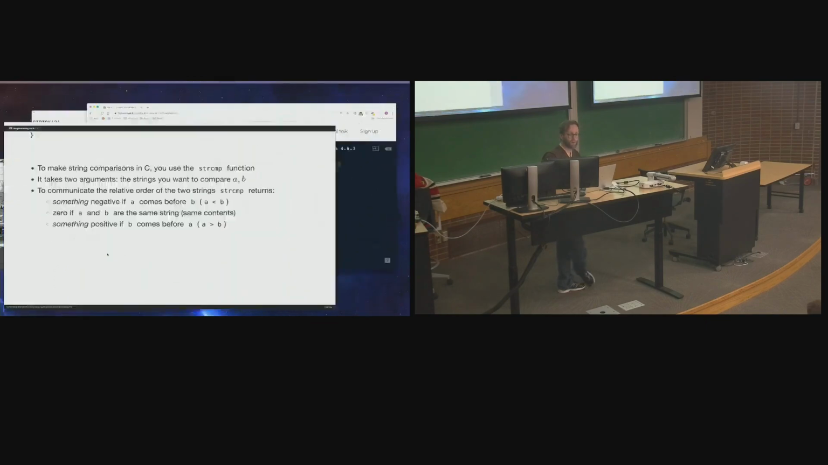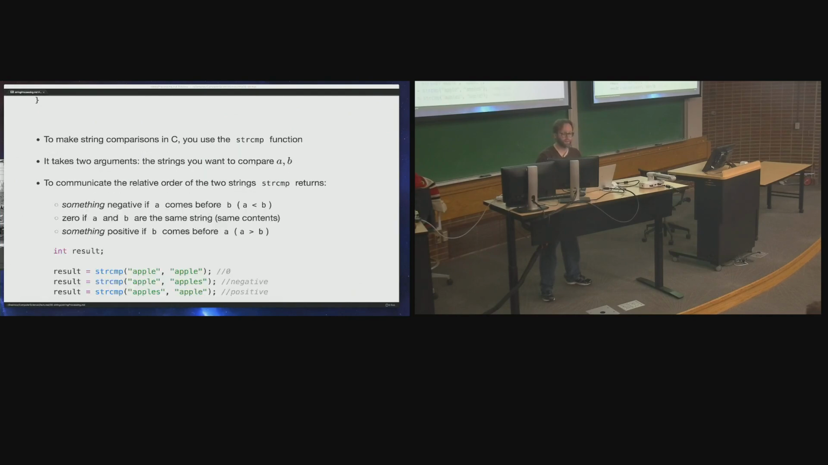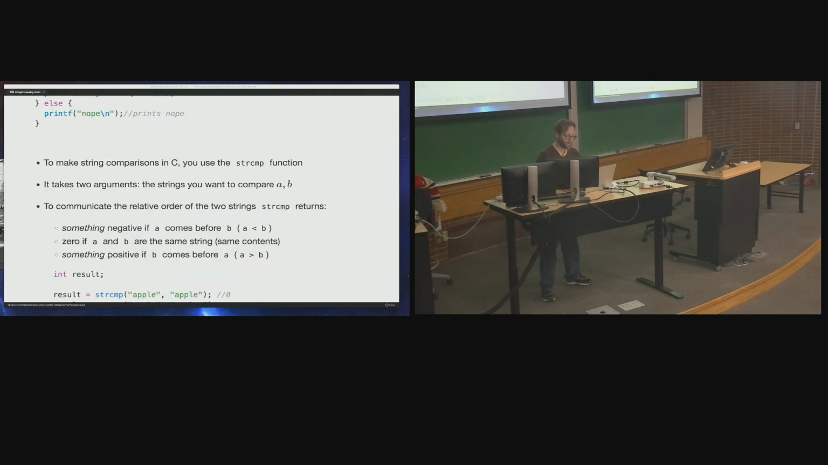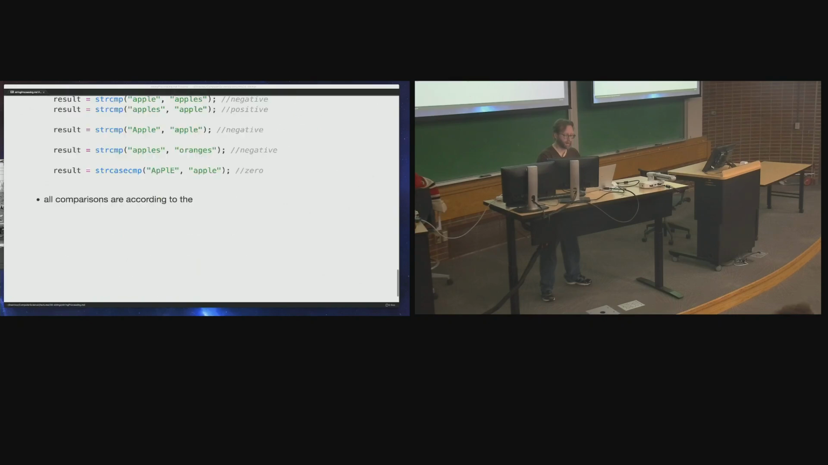So understand that there are a lot of gotchas to that, and they can all be understood simply by looking at the ASCII text table. What does the ASCII text table say? All comparisons are according to the ASCII text table. We call this lexicographic ordering. There we go. All right.